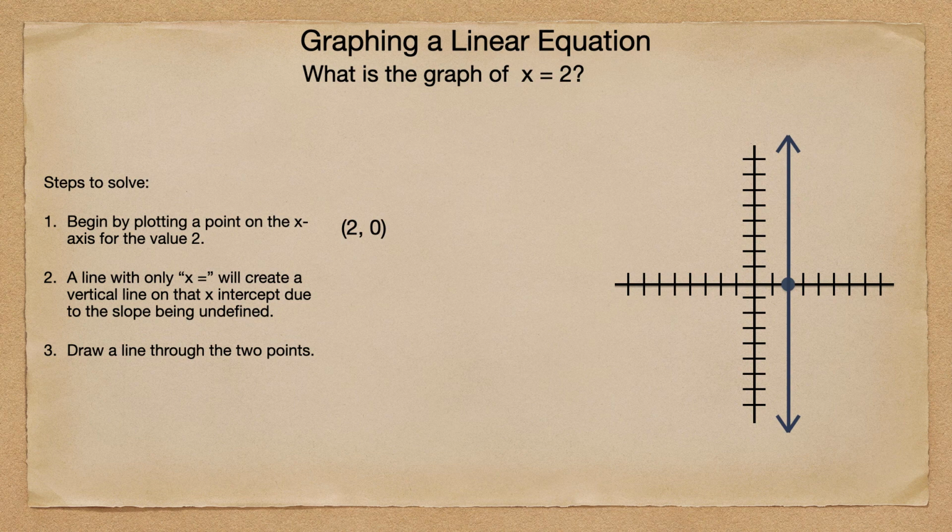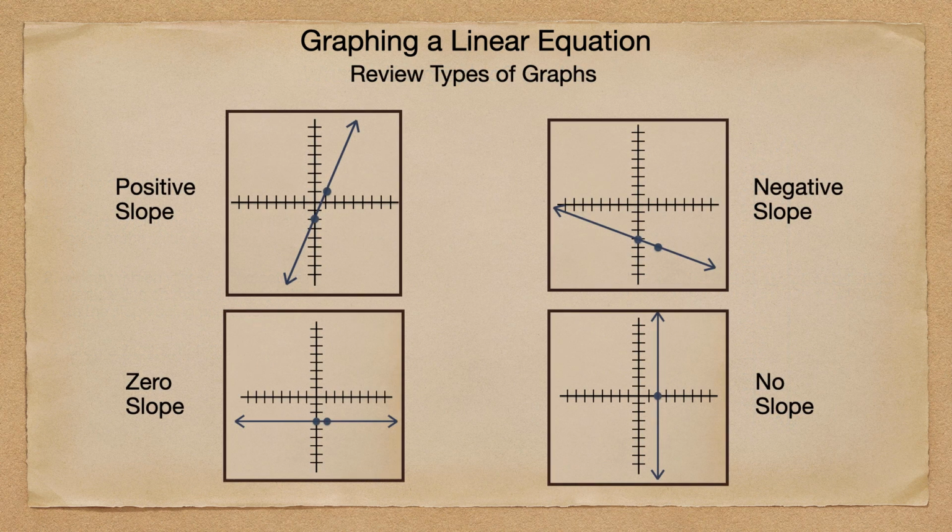Now let's review the 4 types of lines. You have a positive slope, a negative slope, a 0 slope, meaning a flat line, and a no slope or undefined slope, which will be vertical.